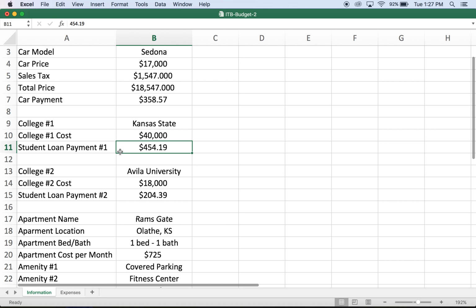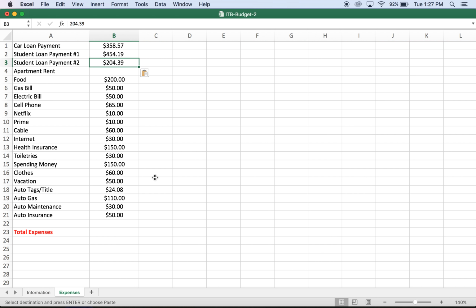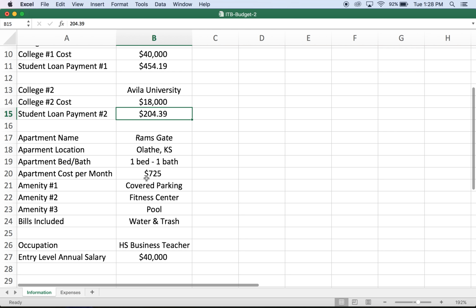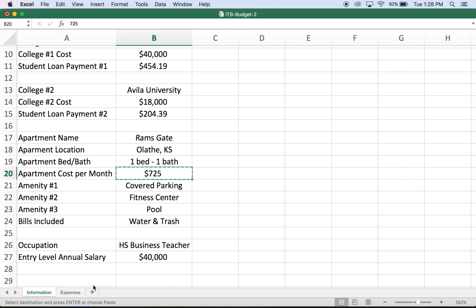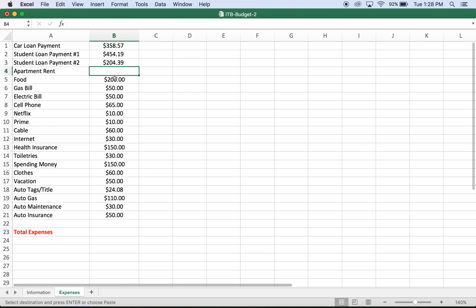Not everybody will have a student loan payment number 2. I got my master's degree. Boom. I'm going to copy that number over. Student loan payment number 2. And my rent $725. Copy. Paste. Okay, there's the first 4.